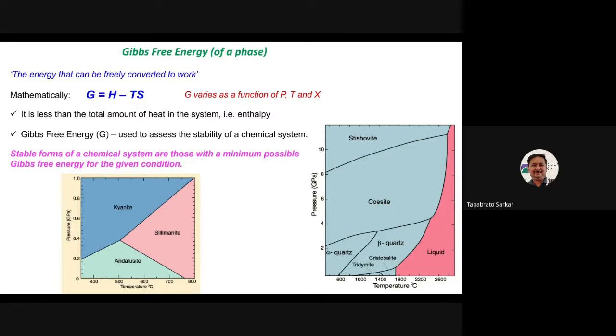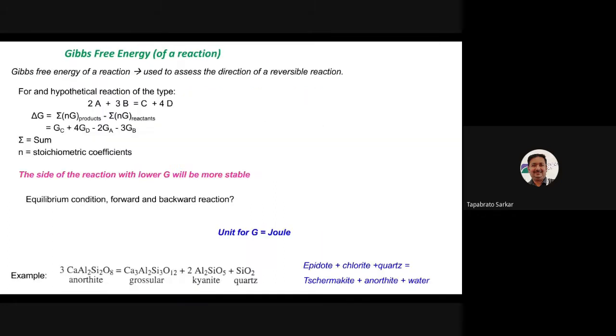Okay, there are mathematical ways of calculating it. We will try to do this in a practical as well. If you calculate, let's say, the Gibbs free energy of kyanite, sillimanite, and andalusite at different conditions, you will see that in the stability field in which sillimanite is stable, sillimanite will always have the lowest Gibbs free energy. We all know this.